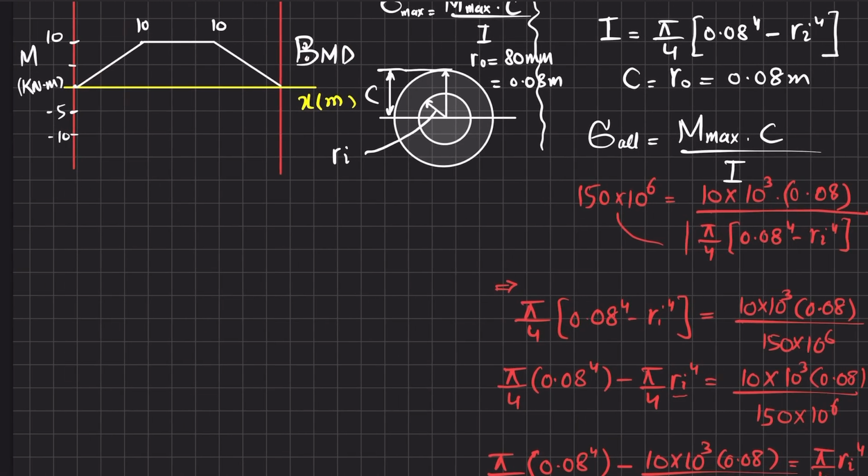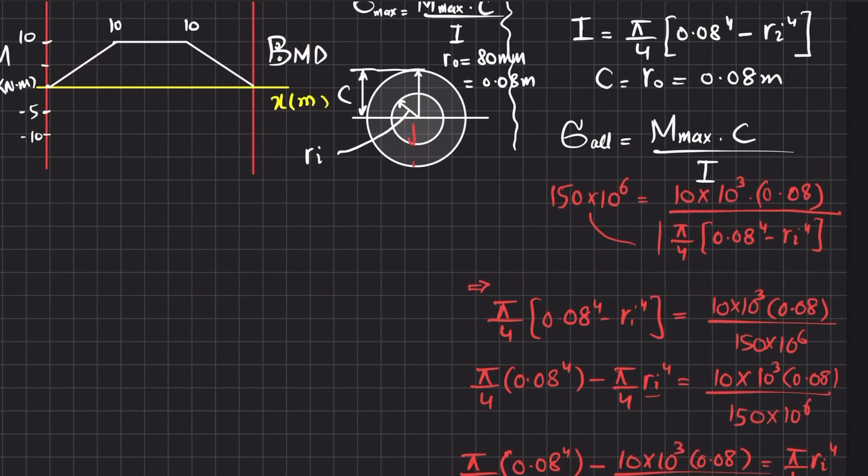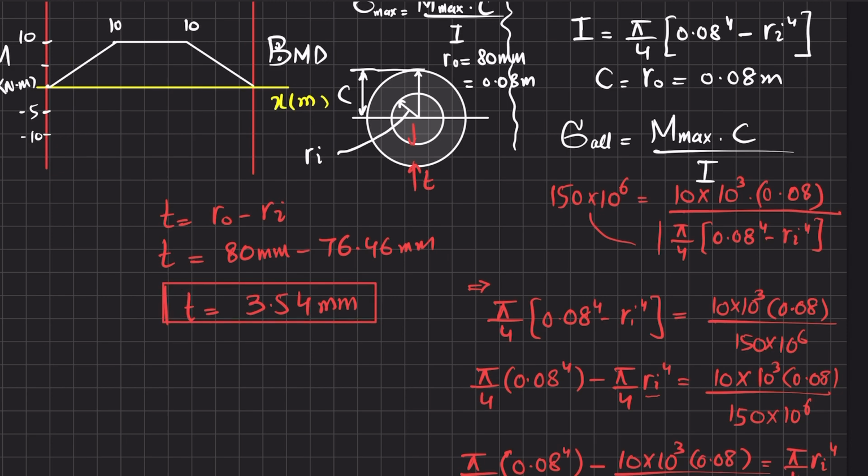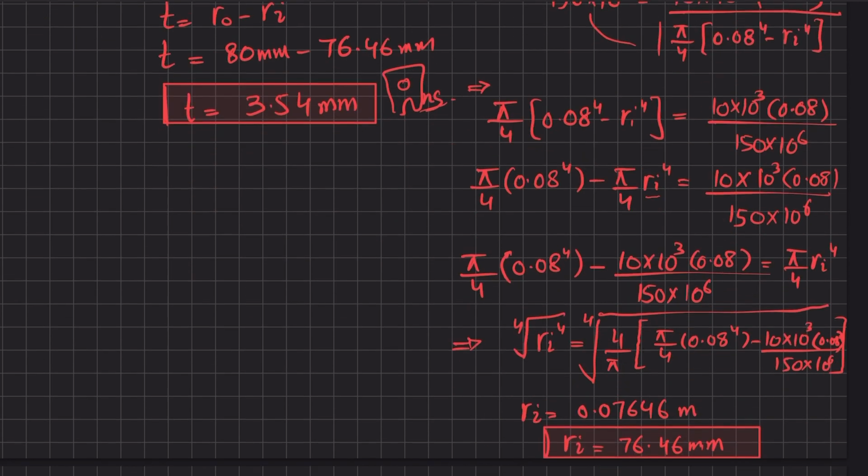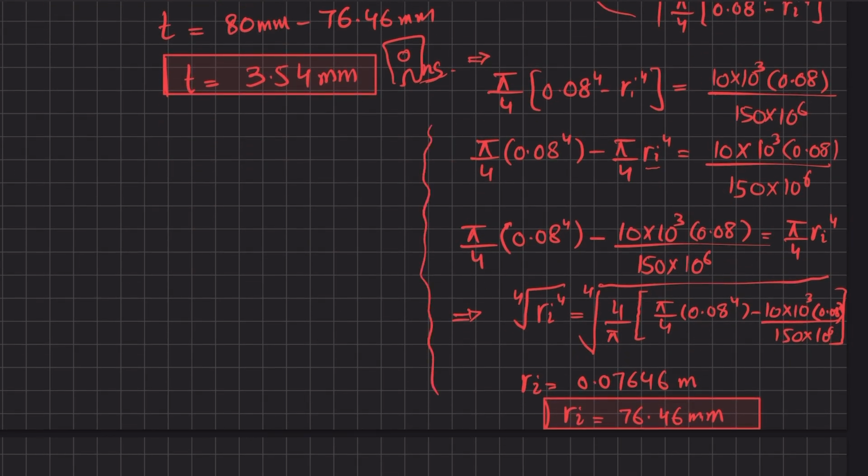So this is the thickness T, and this T is equal to R outer minus Ri. R outer is 80 millimeter and Ri is 76.46 millimeter. So you will get the thickness equal to 3.54 millimeter. So this is the answer. Now we will counter check it with the shear force, shear stress. So what I will do is shear stress.